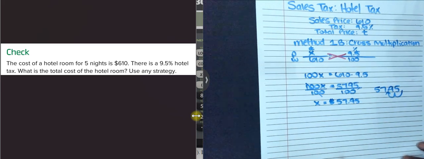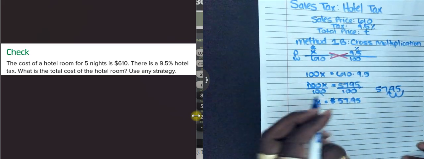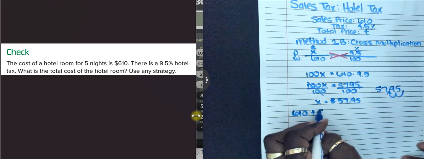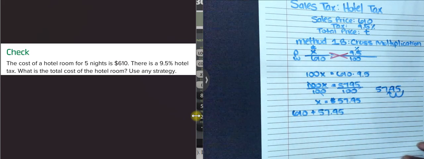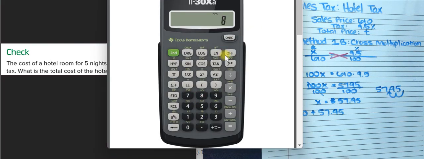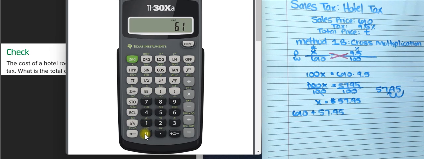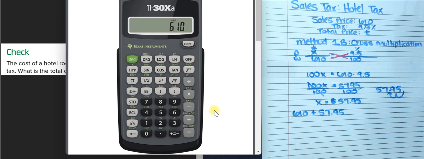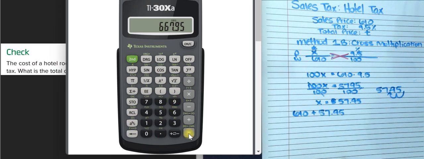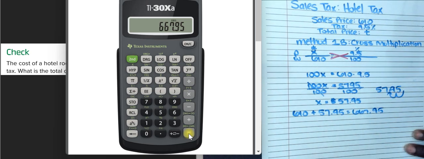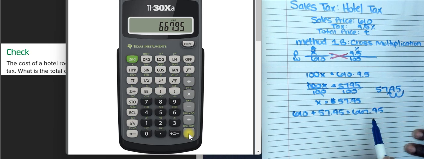Now what we need to do to find out how much we need to pay is add the sales price, which was 610, plus your tax amount, which is 57.95. And when you add those two together, then you come out with the total that you need to pay. So let's see what we got. So we have 610 plus 57.95 gives me 667.95 using the cross multiplication method.